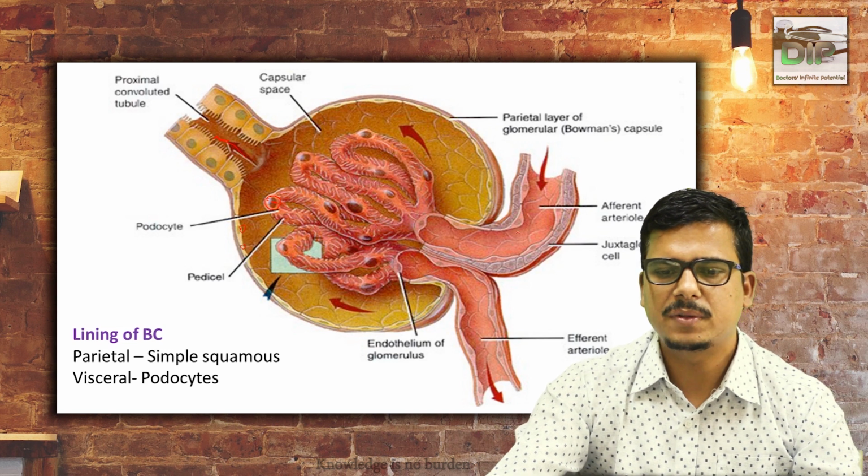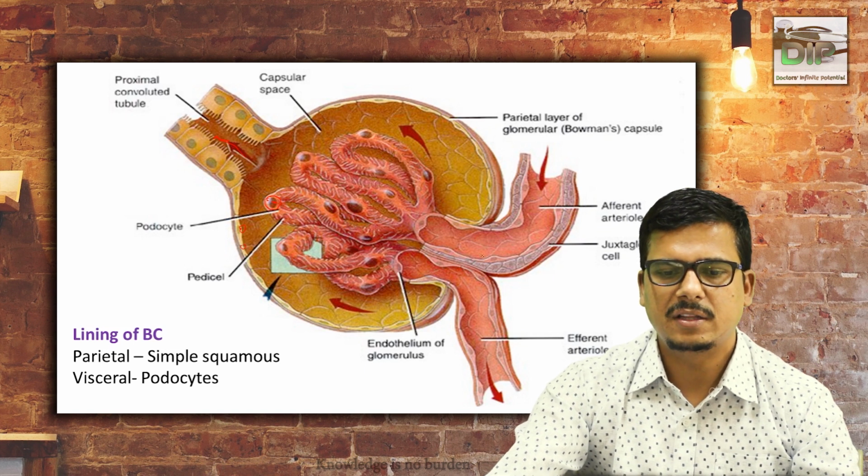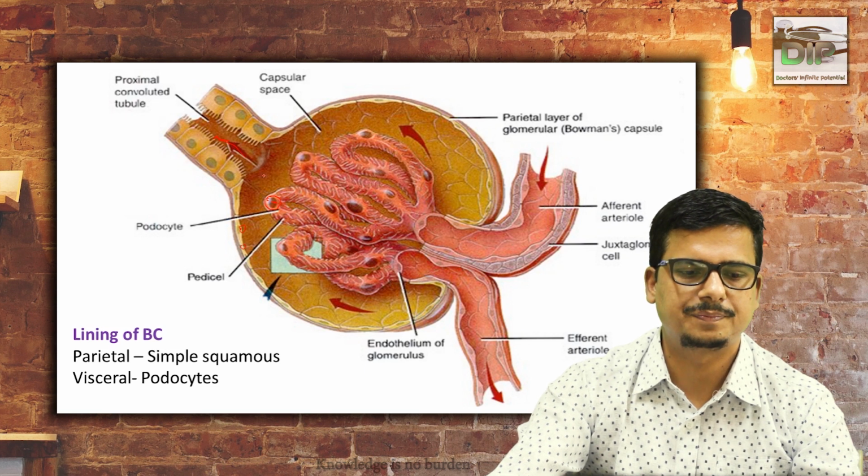If you see the diameter of the afferent and efferent arteriole, you will see that the afferent arteriole is much greater in diameter than the efferent. The importance is that this difference creates the hydrostatic pressure difference, which is helpful for the filtration of the blood into the urinary space.